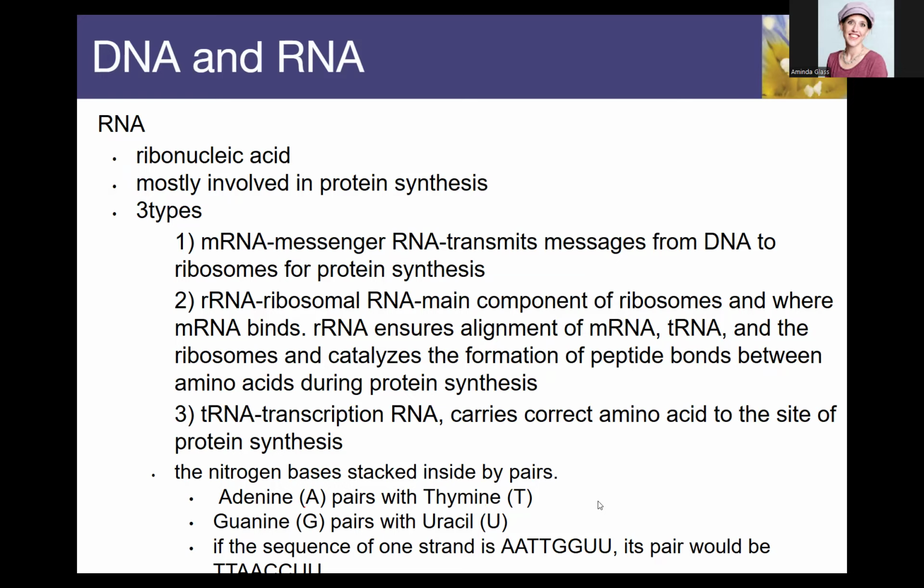So if the sequence of one strand is AATTGGUU, its pairing would be TTAA... That doesn't want to write. UUGG. So one of the bases is different in RNA. It has uracil instead of cytosine.